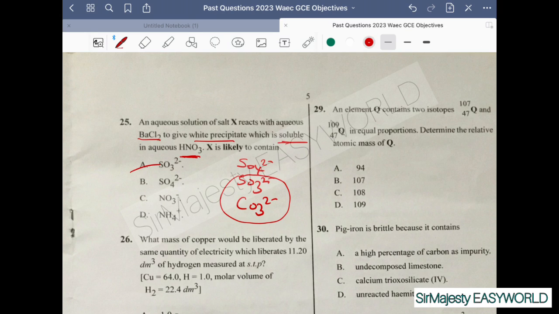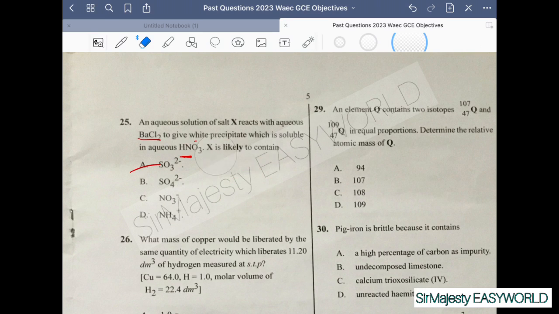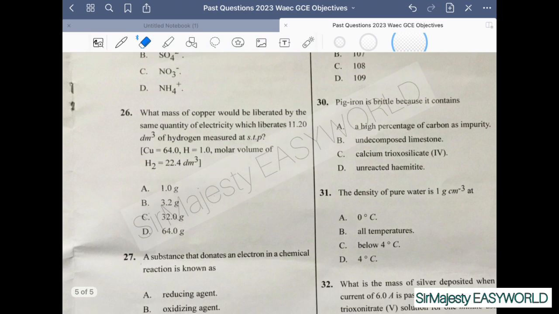The answer will be B. But because they said it dissolved, it is either trioxocarbonate(IV) ion or trioxosulfate(VI) sulfate(IV) ion. So that's just by the way. I guess you are learning chemistry well.